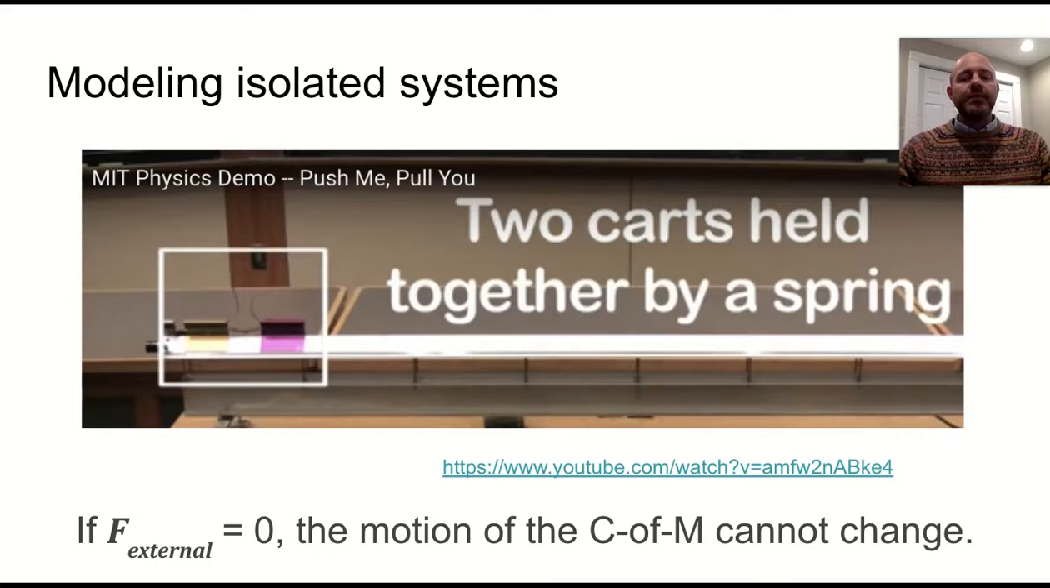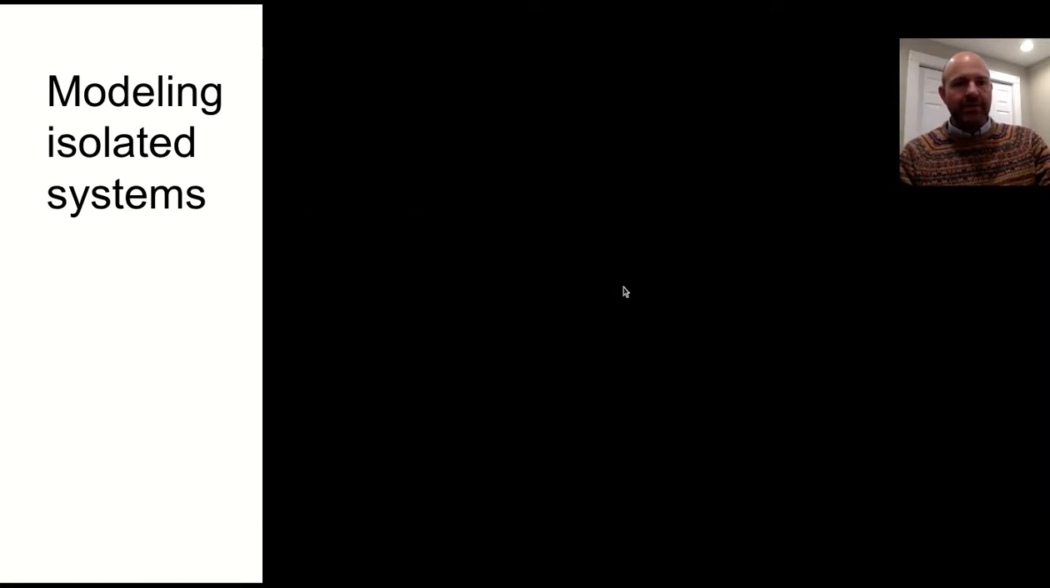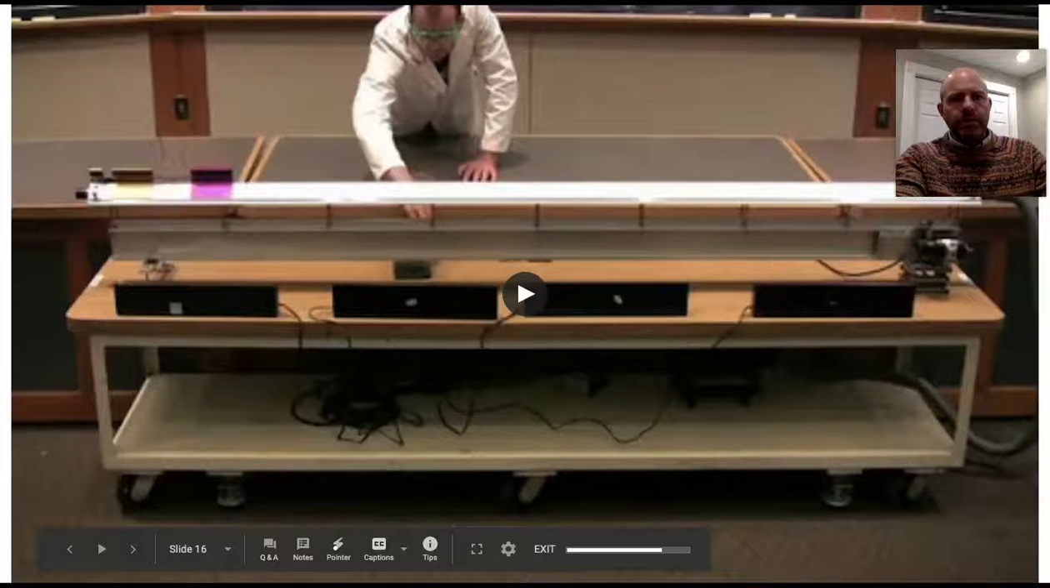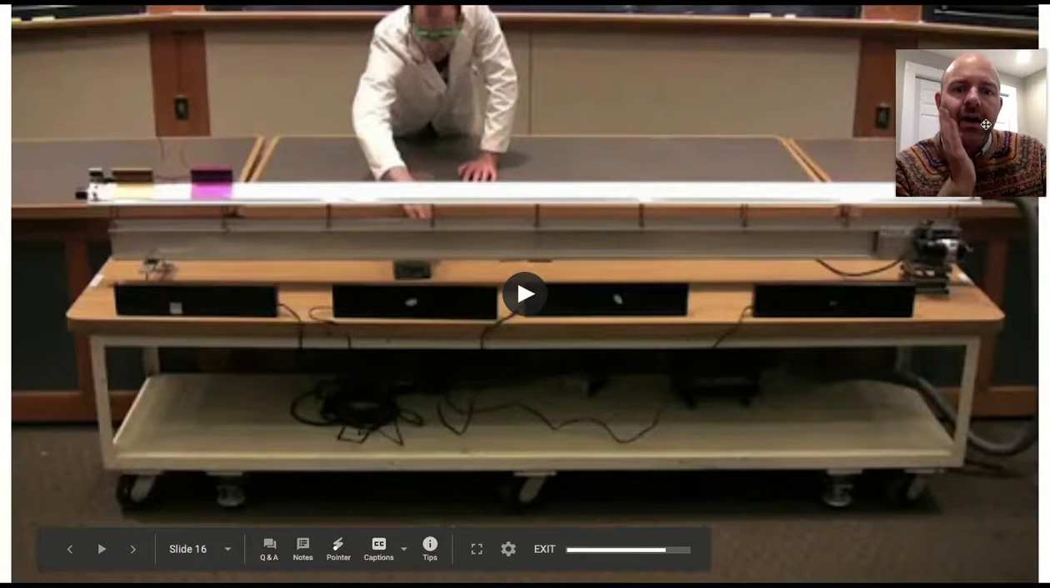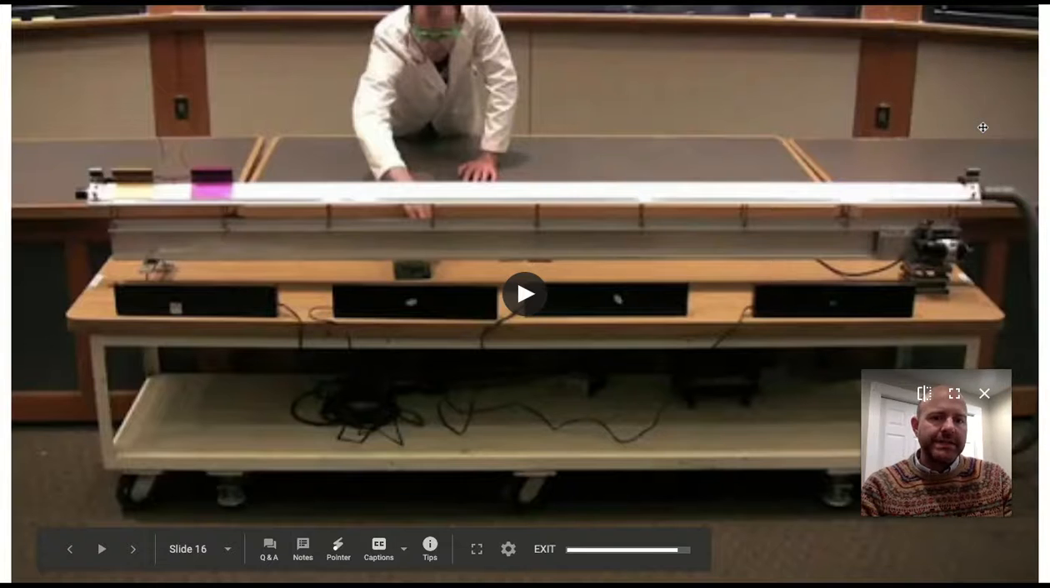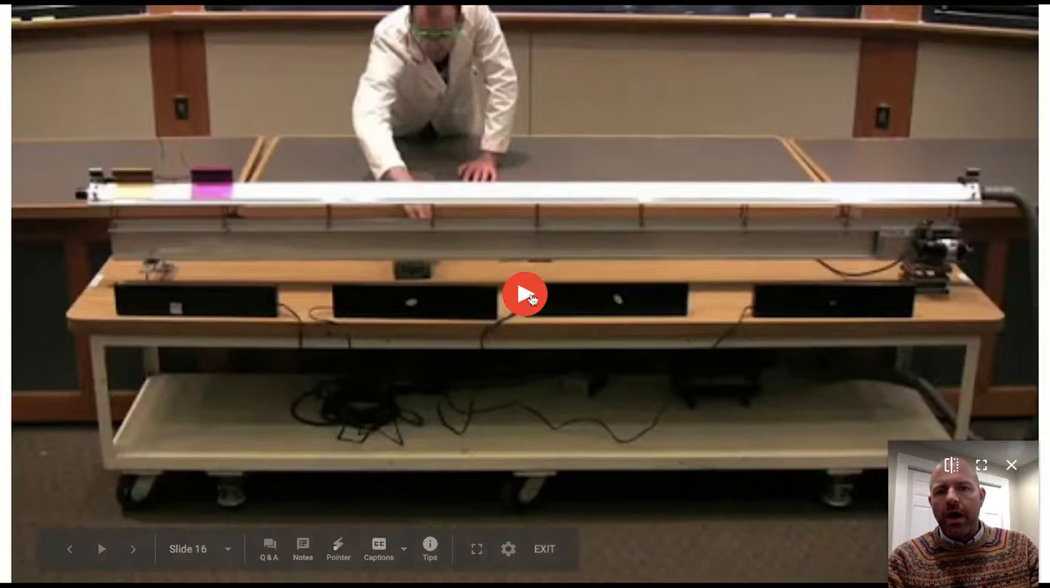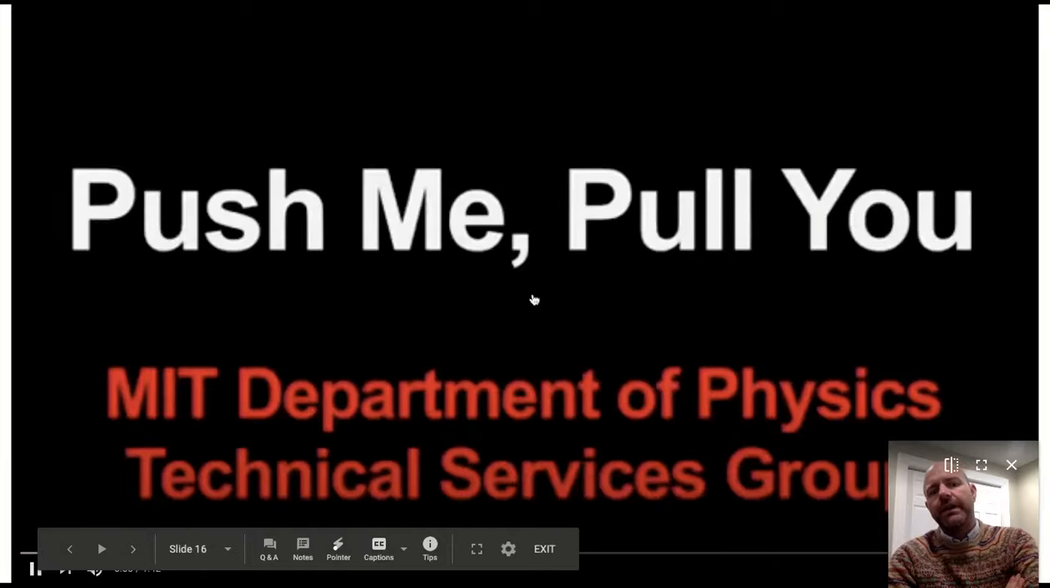And so if you initially let them be pushed from the wall, they will accelerate. But then if the net external force is 0, they should move at a constant velocity, even though the motion itself will be relatively complex. So here, I'm going to move myself out of the way. Okay, so here's that video from the MIT lab that we'll watch. I'll kind of narrate what's going on.